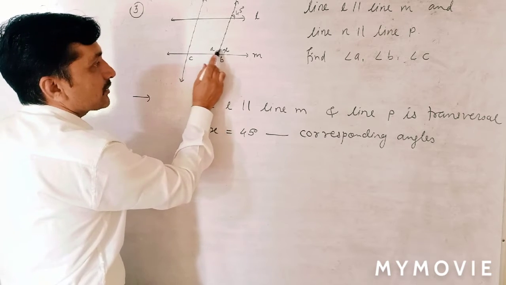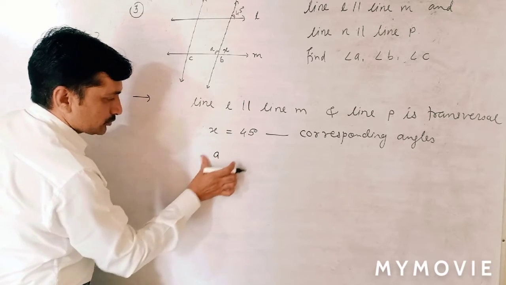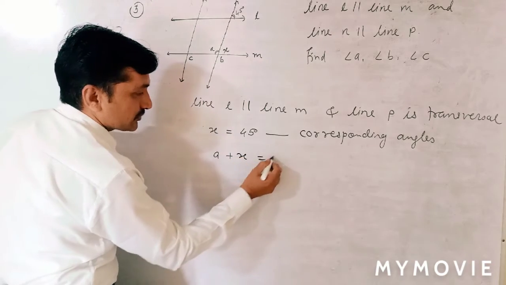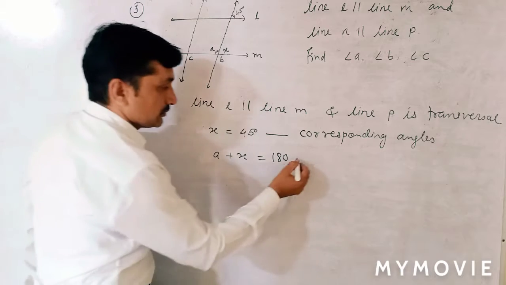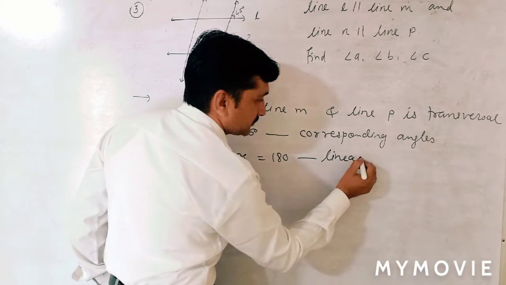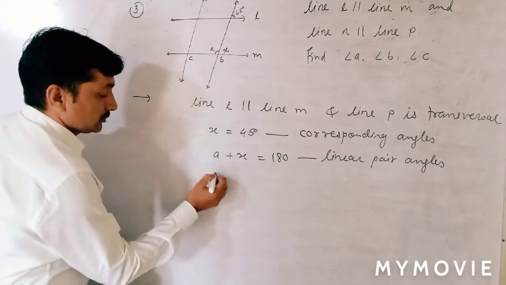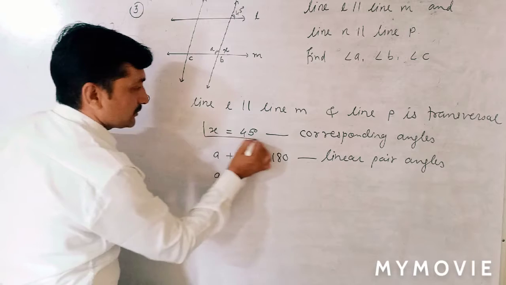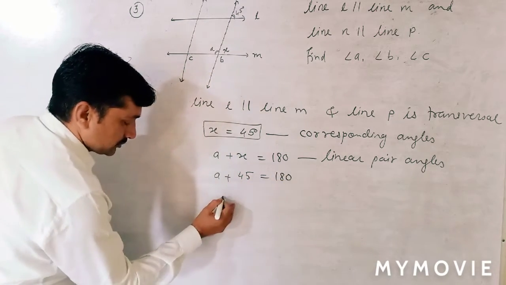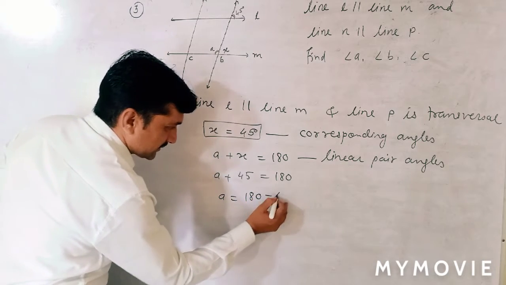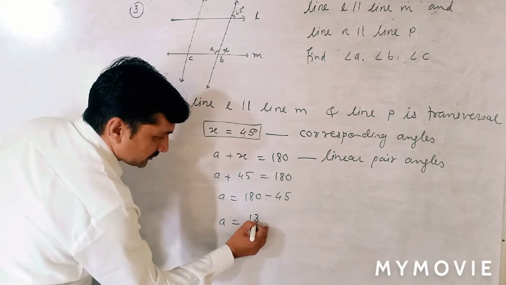Then A and x are a linear pair. A plus x is equal to 180 degrees. A plus x is 180, linear pair angles, or angles in linear pair, you can write. A plus, now x we consider 45, is equal to 180 degrees. A is equal to 180 minus 45. Therefore, A is equal to 135.